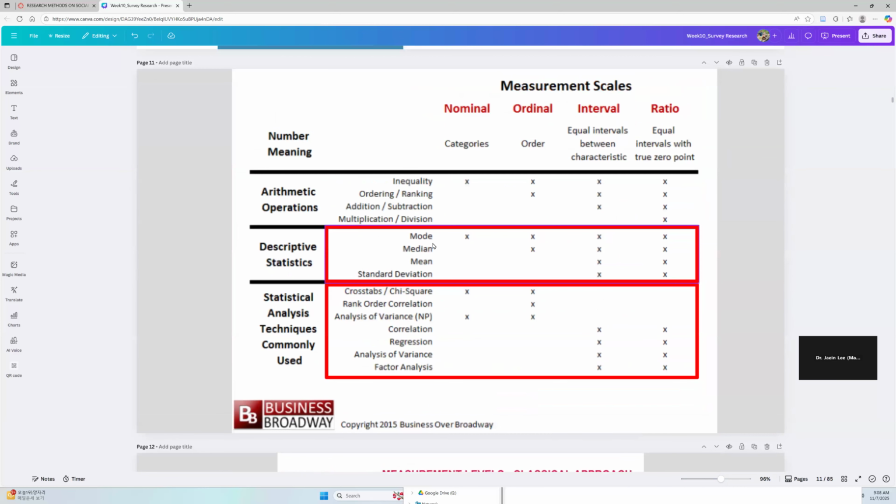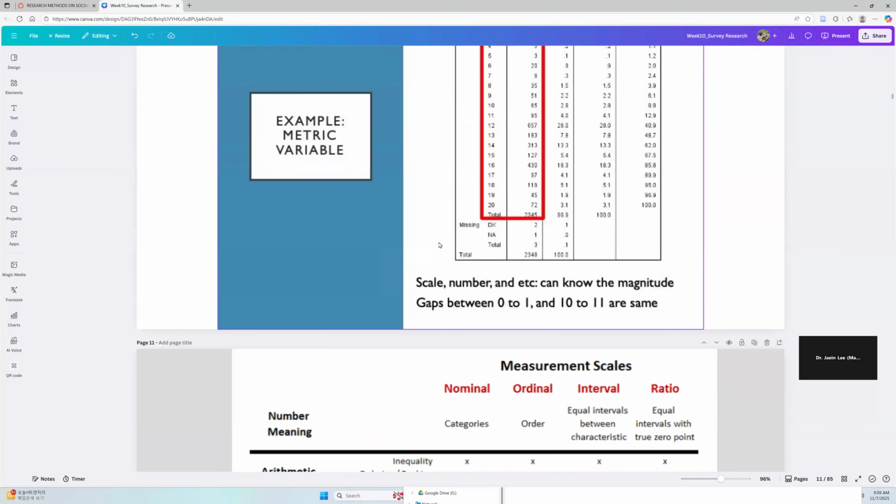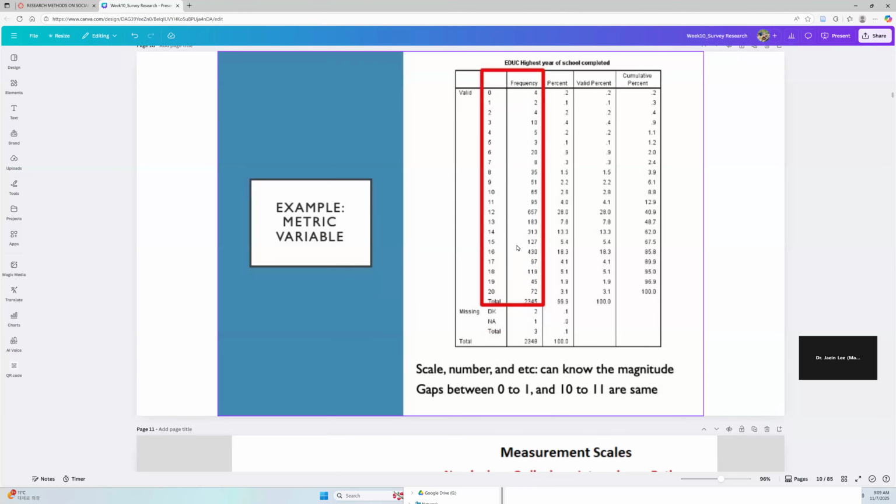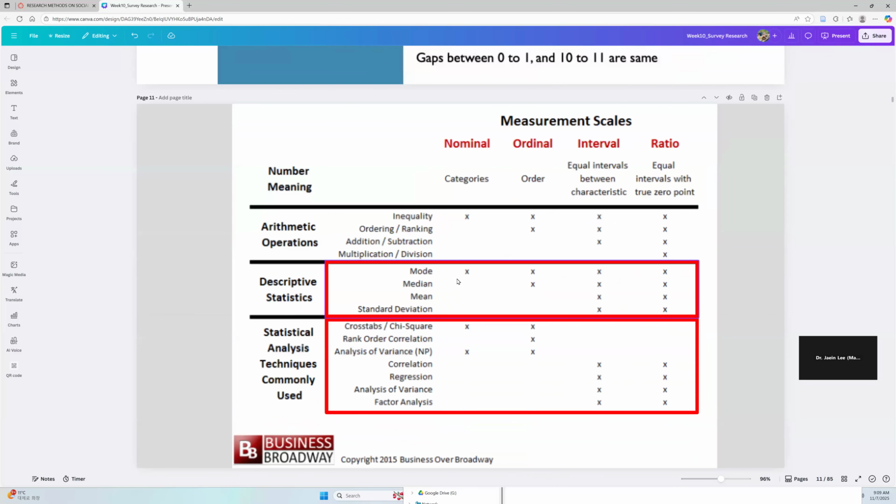So these are the mode, median, and mean you learned before the midterm. The mode is the most frequent answer in this questionnaire. For example, there are 4 cases of 0 years of education, 10 cases of 3 years of education, and 657 cases of people who had 12 years of education. So among all the answers in years of education, 12 years would be the mode of this variable, because it has the largest frequency, I mean the count.